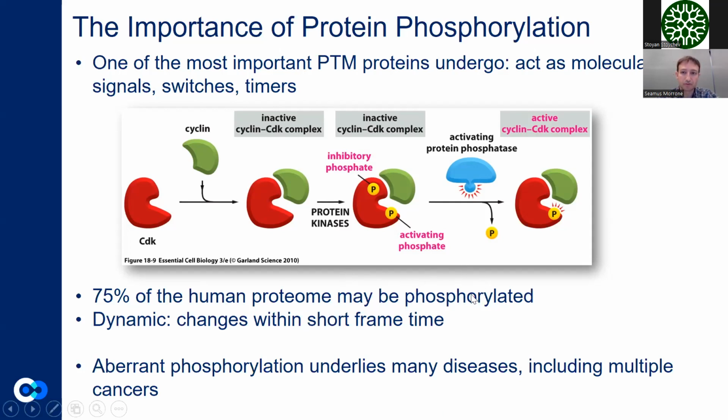And because of its central role, you can imagine that dysfunction or aberrant phosphorylation plays roles in many diseases, including multiple forms of cancer. So not only is it of interest for basic science, but also for drug discovery and therapeutics.